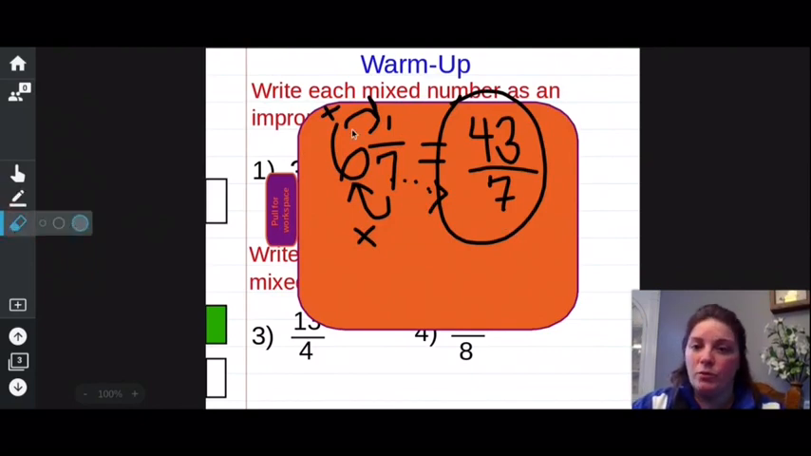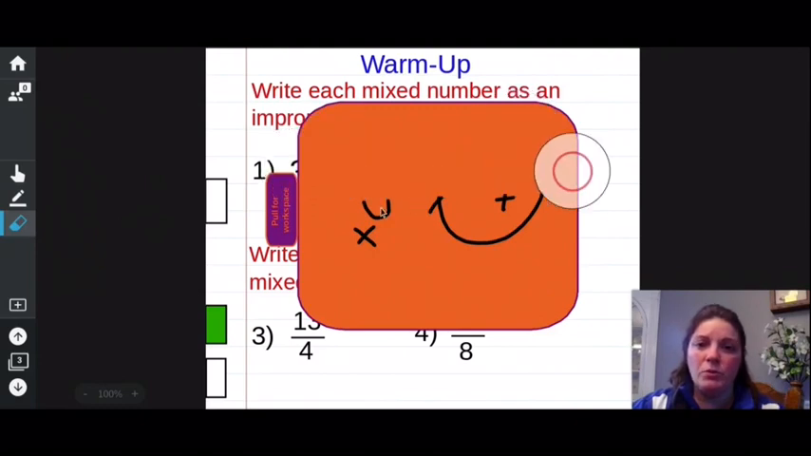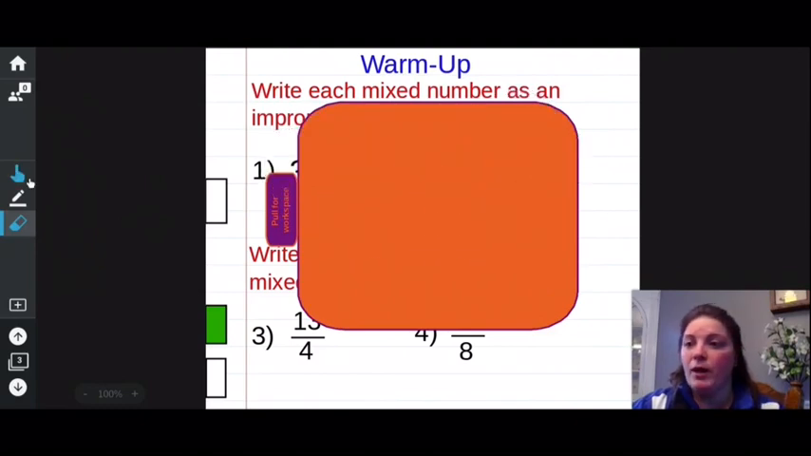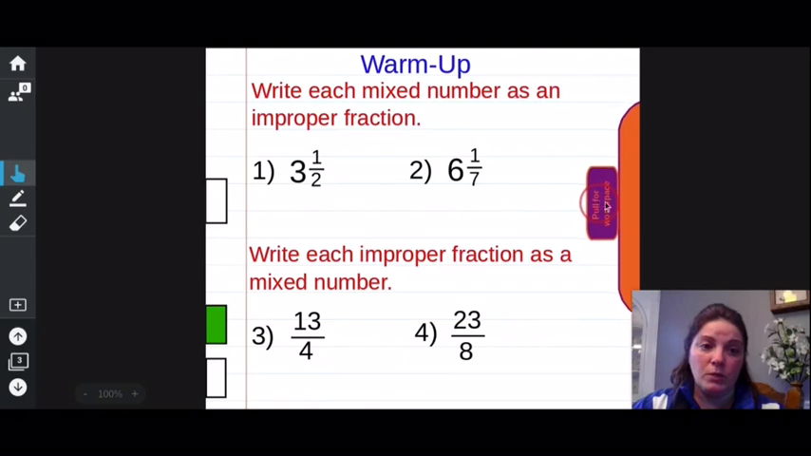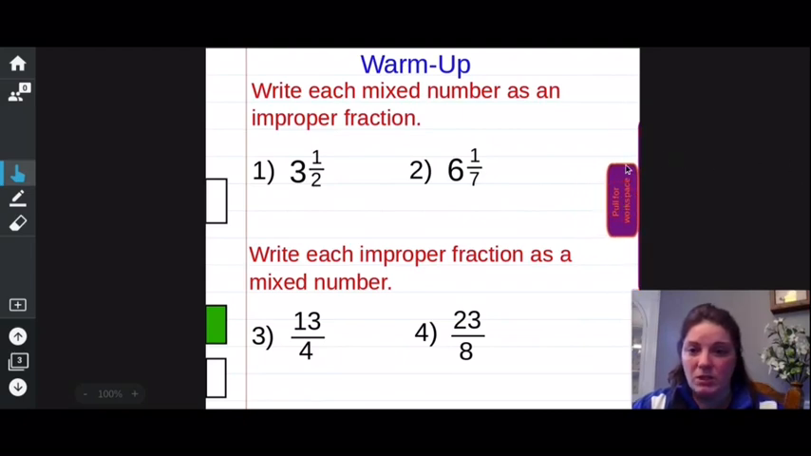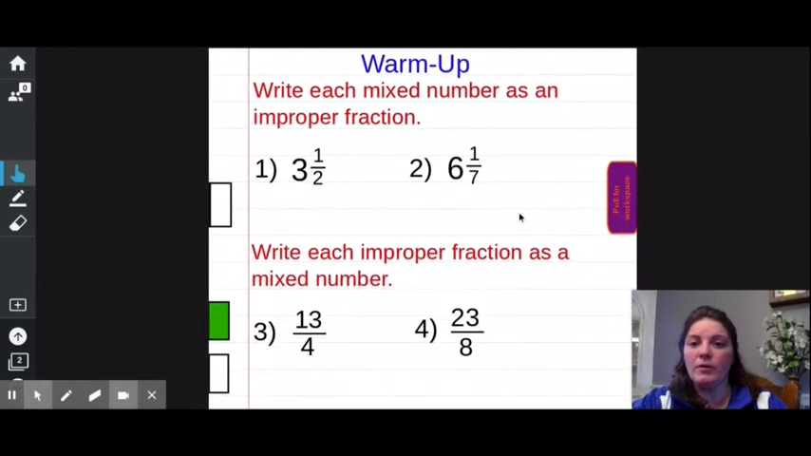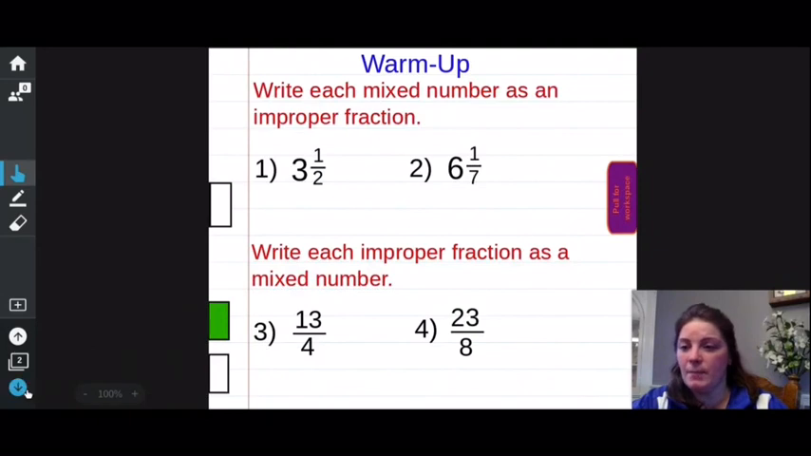All right, let's go over the opposite of that. What happens when you're given an improper fraction and you need to turn it into a mixed number? Students sometimes tend to struggle here a little bit more, but that's okay, we'll get through it. All right, so now let's write 13/4 as a mixed number.